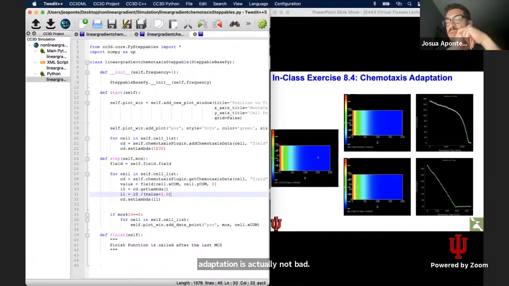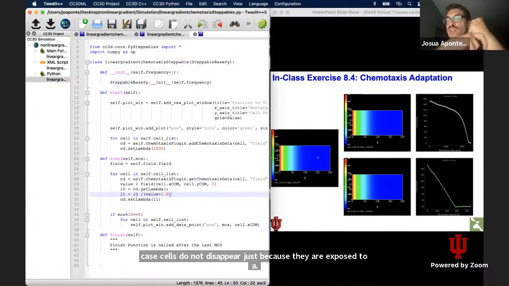Right. And it also preserves the stability of the simulation, right? Because in this particular case, cells do not disappear just because they are exposed to an exponentially increasing gradient.